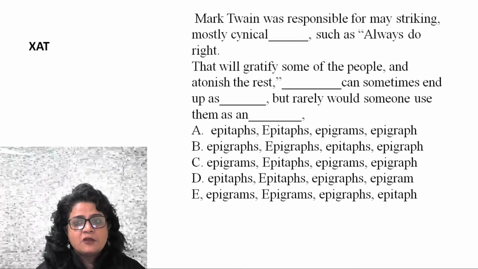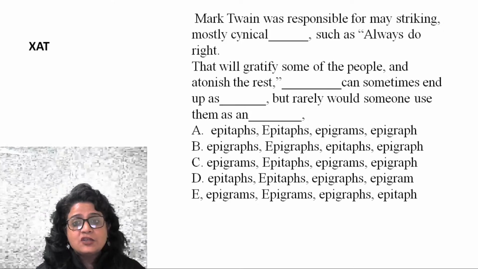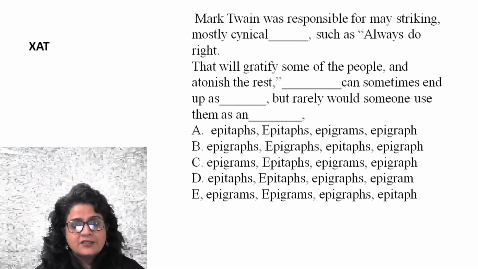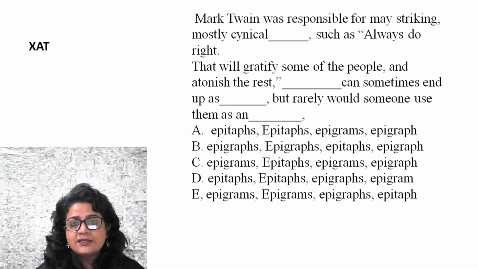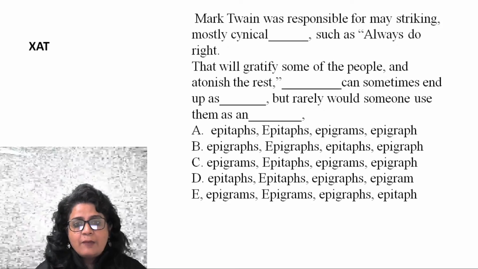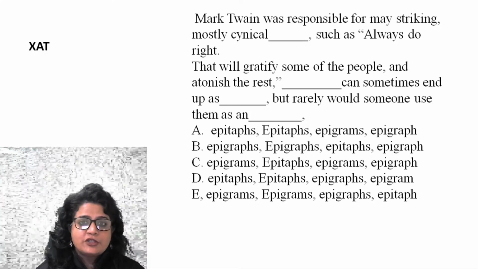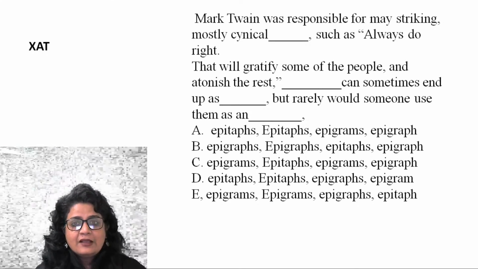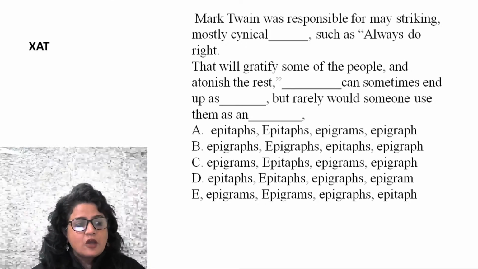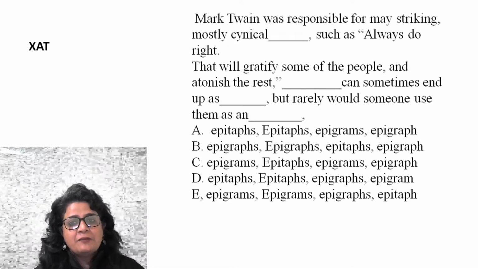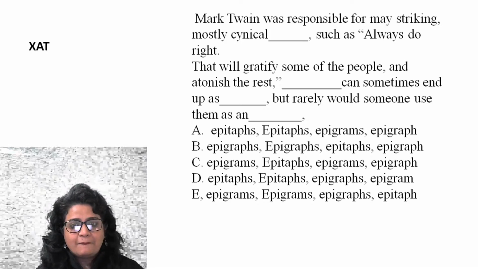So Mark Twain was responsible for many striking, mostly cynical. So very striking, dash, such as always do right. So that's an epigram. So epigram, with that, you are left with only two options, that is C and E. Right? The epigram, that will gratify some of the people and astonish the rest. Now, sentence is beginning from this word. Can sometimes end up. So we are talking about epigram. So this word is going to take up epigrams only, right? With that, you come up with your answer, that is E.